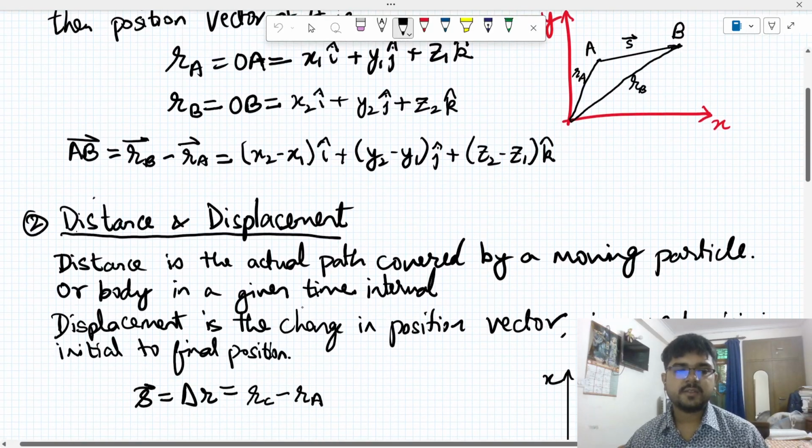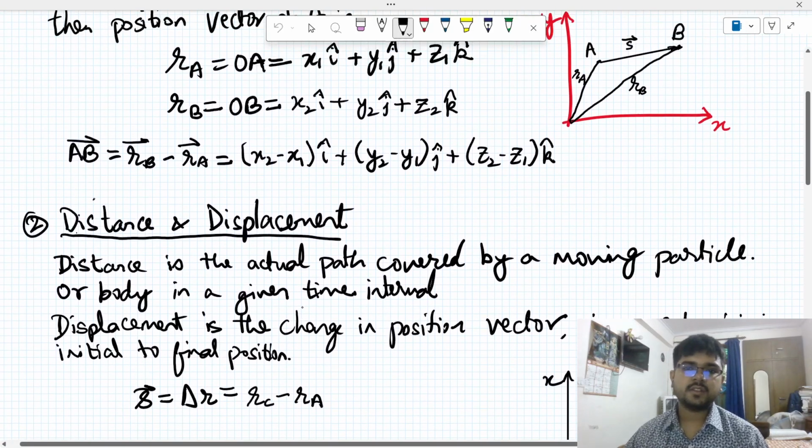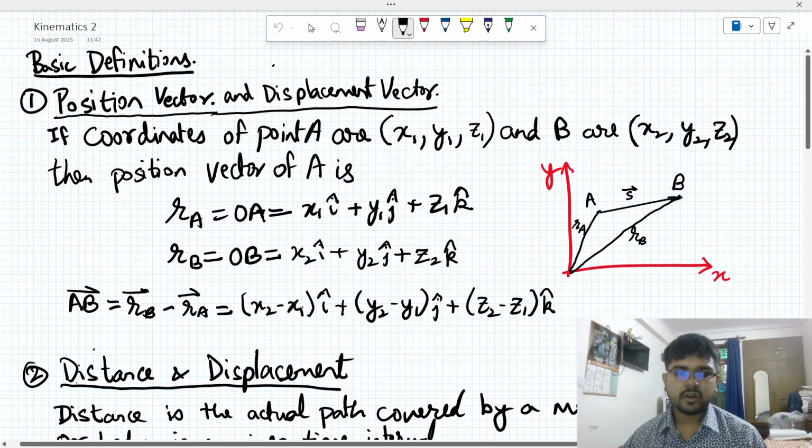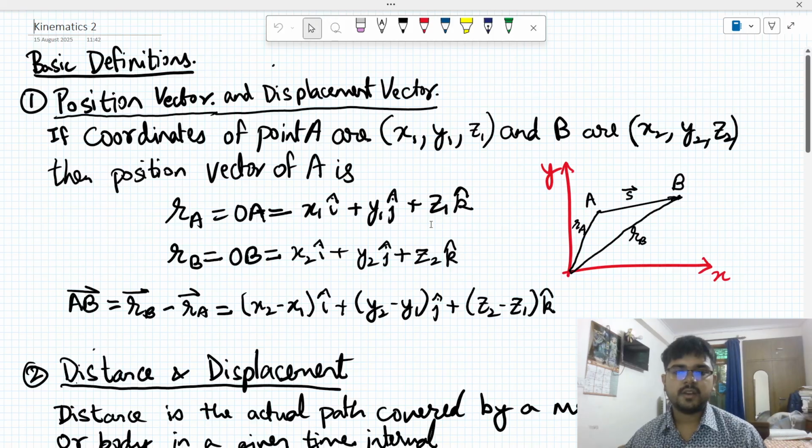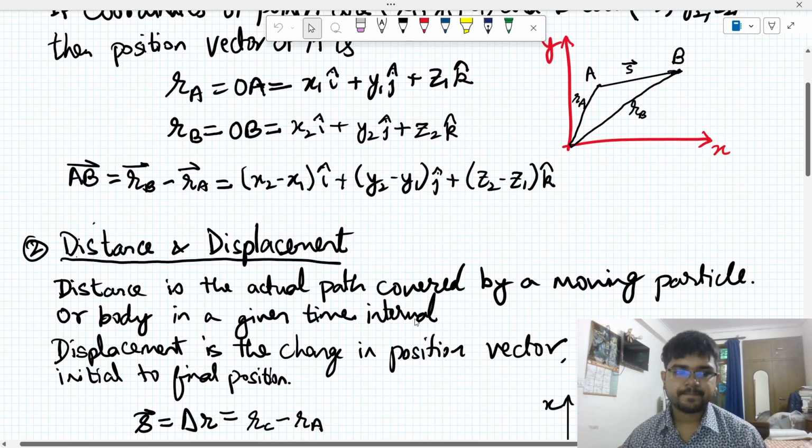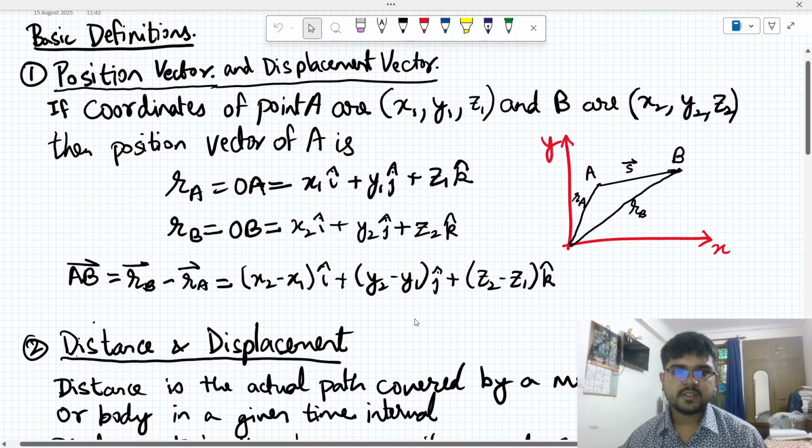Now distance and displacement. I hope you have understood this, AB vector. AB vector is Rb minus Ra vector. Simply the second vector minus the first vector, the final vector minus the initial vector. So that is with the position vector and displacement vector.